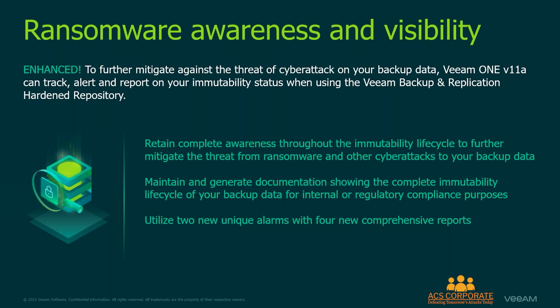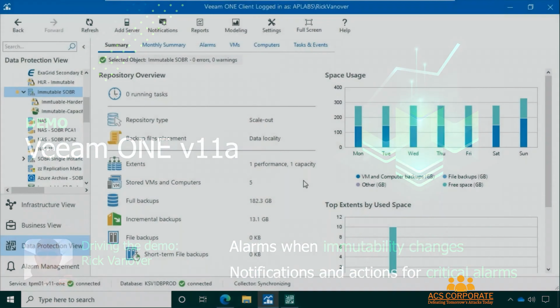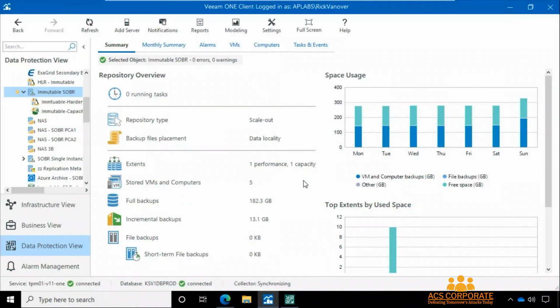Indeed, and that's the nature of the quick demo I wanted to show here: alarming on some immutability changes, and then also what to do with those alarms. So those two things I want to show you. I want to alarm you when there's a change to the immutability and give you a notification of that. What we're looking at here is Veeam One V11A, and over in the top left, I have an immutable scale out backup repository. Let me zoom in and show you this.